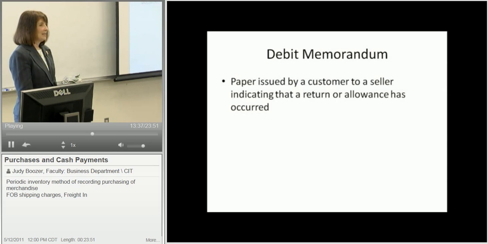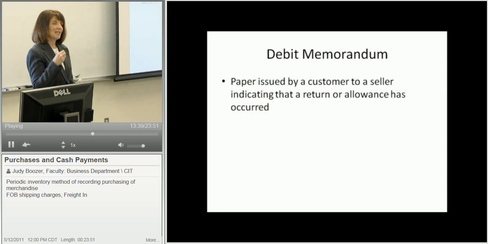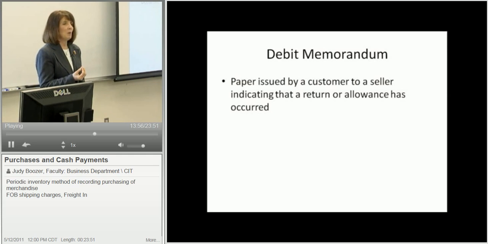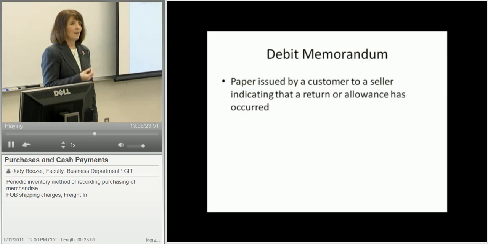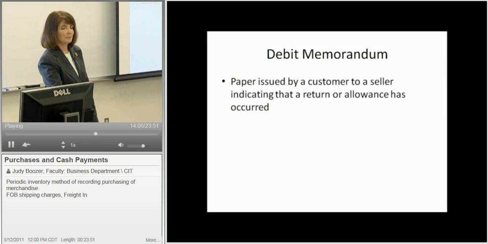Now, again, a similar thing is going to be happening with purchases. Sometimes we're going to get products that we're going to return for various reasons. Could be defective in some way, could also just be we don't need them, maybe we over-ordered, anything like that. And that's going to require what's called a debit memorandum, which means we're going to return some of that product to the vendor, indicating a purchase return and allowance.